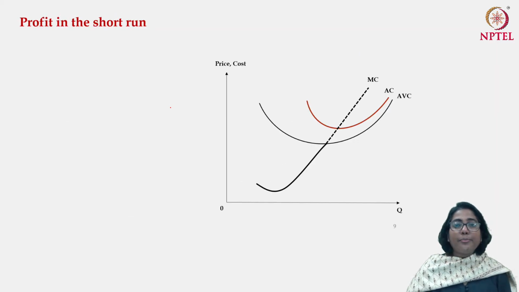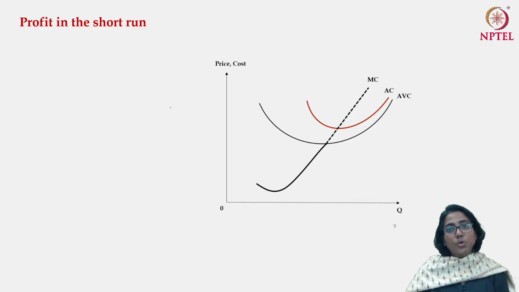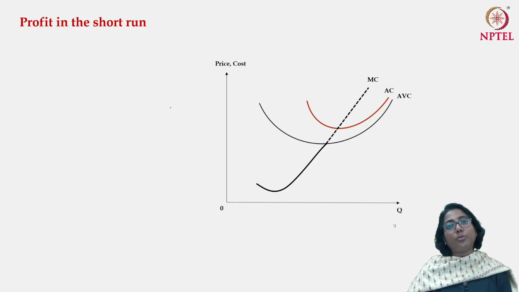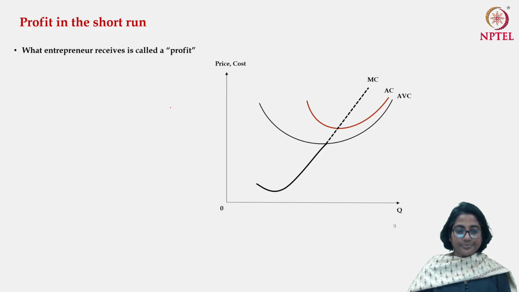Now let us see what profit the perfectly competitive firm will earn in the short run. Now what is profit? We have already discussed that profit is basically total revenue minus total cost. And what is total revenue? Total revenue is price multiplied by quantity. And what is total cost? You can think about total cost as average cost multiplied by quantity produced. Okay. If that is clear, then we can identify the profit very quickly.